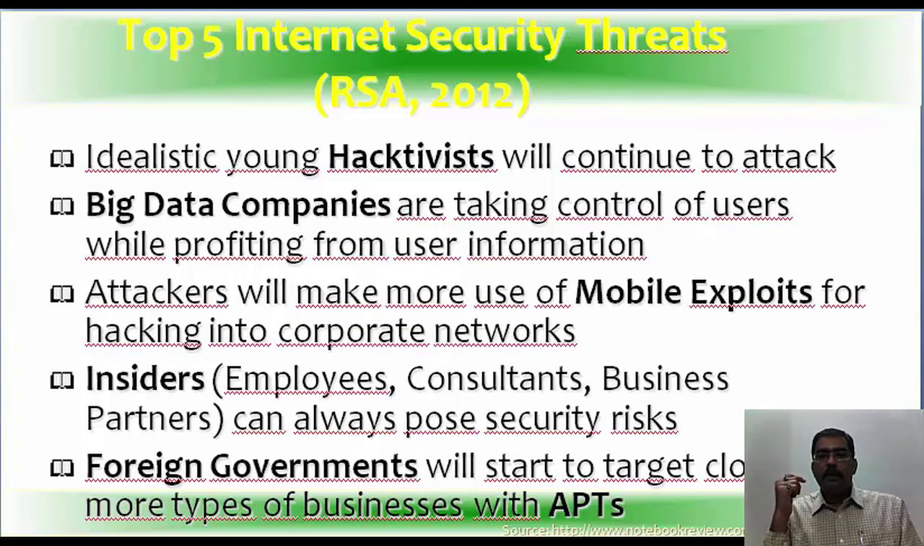Again, there was a top 5 internet security threats research done by RSA in 2012, which says idealistic young activists will continue to attack. Big data companies are taking control of users while profiting from user information. Attackers will make more use of mobile exploits for hacking into corporate networks. Insiders, that is, employees, consultants, and business partners, can always pose security risks. Foreign governments will start to target clouds and more types of business with APTs.